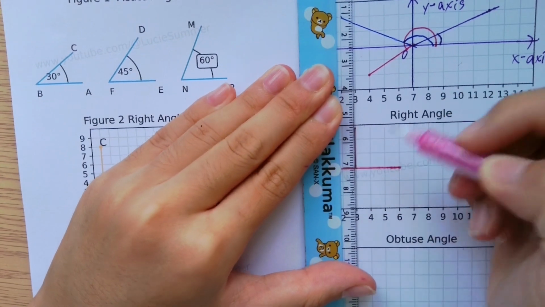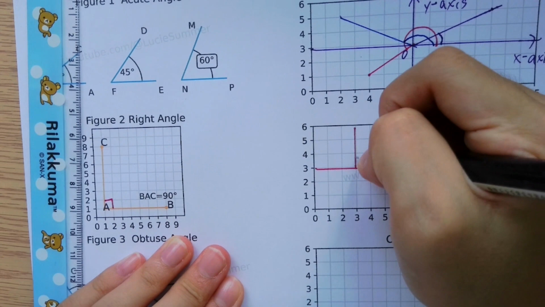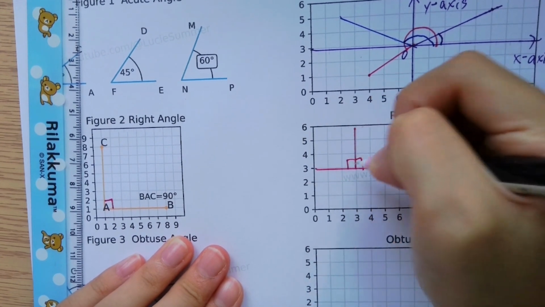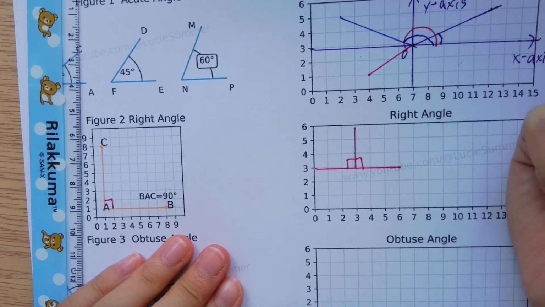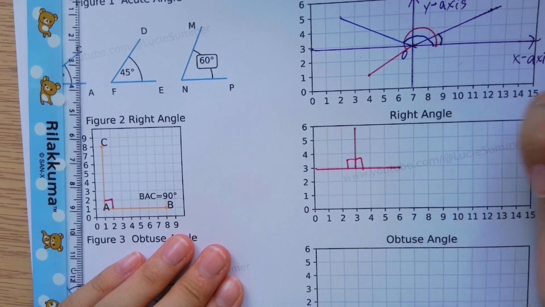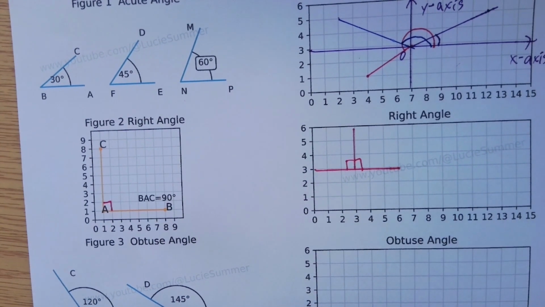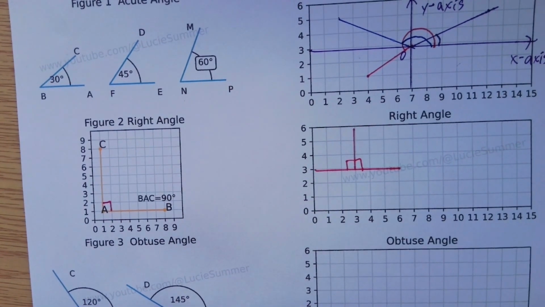Like this. So you will see that there are 2 right angles over here. And that's why I said that a right angle is formed between perpendicular lines. Now I'm gonna show you how to draw a right angle.